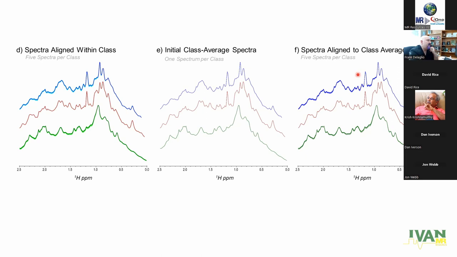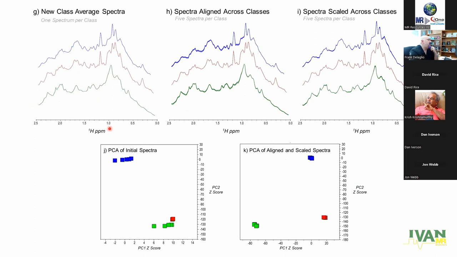So after we get those class average spectra, we align them to each other and use that alignment to finally align all of the spectra in each of these three classes and scale everything together. And the point of this is, if we look at the principal component analysis of the initial spectral data, you could see that clusters are broad because the spectra are not perfectly aligned. And especially for this red cluster, they're actually separated. But after this elaborate alignment scheme, we have tight alignment and very small clusters.